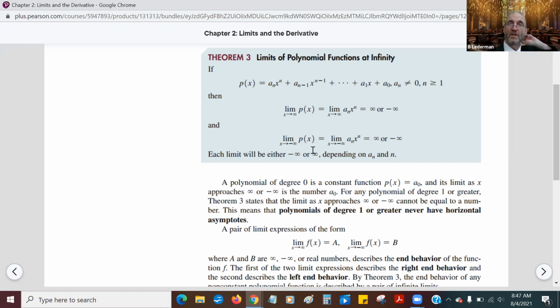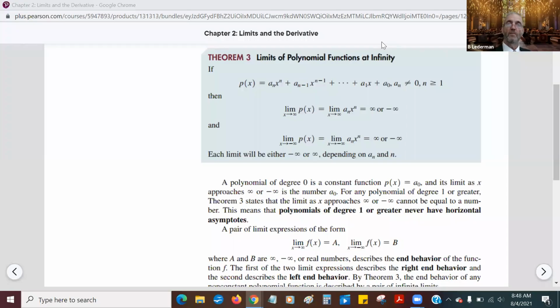And when x approaches negative infinity, it'll be the same thing. Alrighty, a polynomial. By the way, notice here it says n is greater than or equal to 1. The reason it says that is because if n is equal to 0, then this whole polynomial is just a constant. And the limit of a constant is just that same constant.